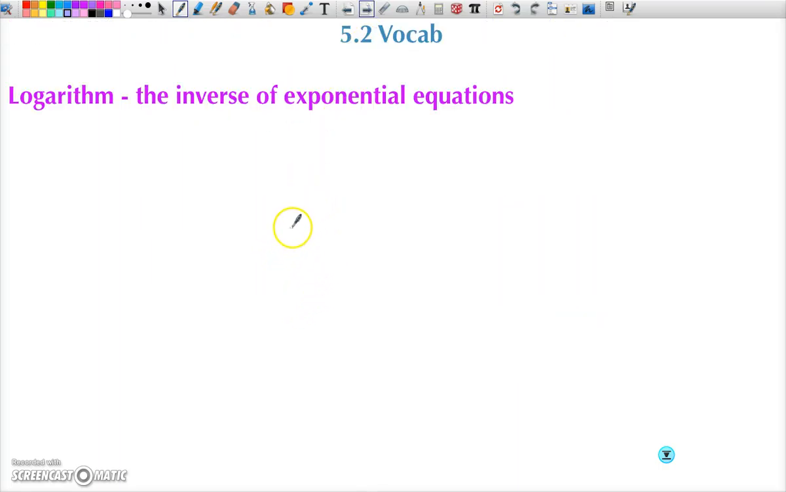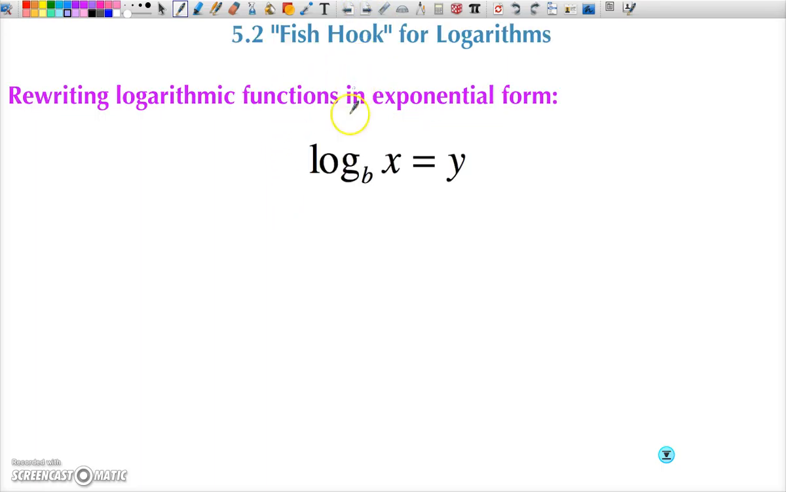Now what we have is what's called a logarithm, and a logarithm is just the inverse of exponential equations. And we talked about inverses before and how they work together. You know, division and multiplication are inverses because they undo one another. So if you have an exponent, you can use logs to undo that exponent. Now what we're going to do is rewrite log functions in exponential form. We're going to start there, and then we're going to go backwards.